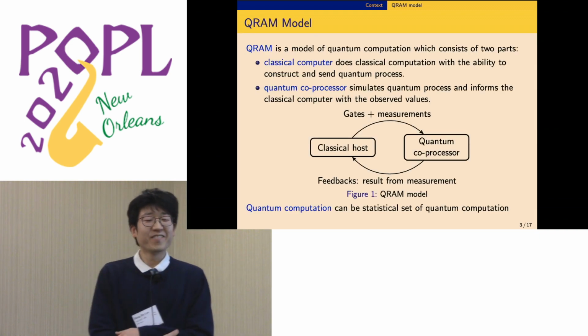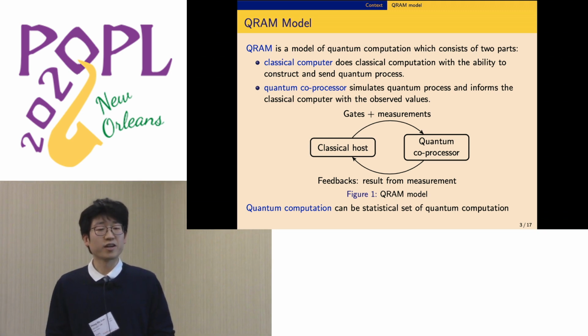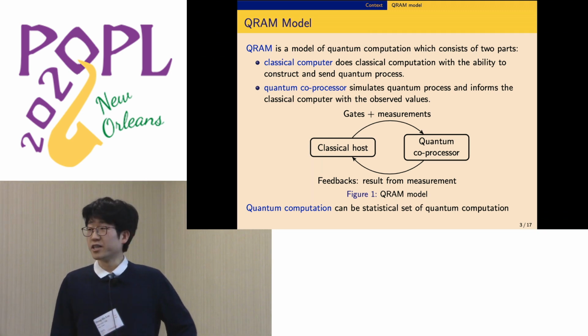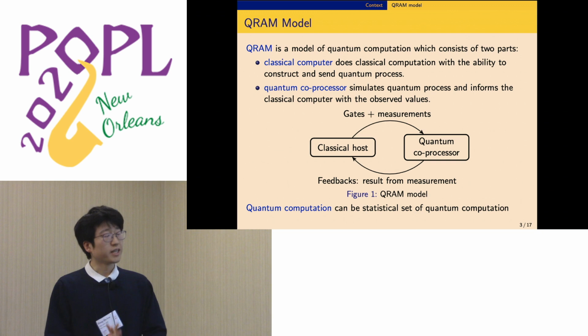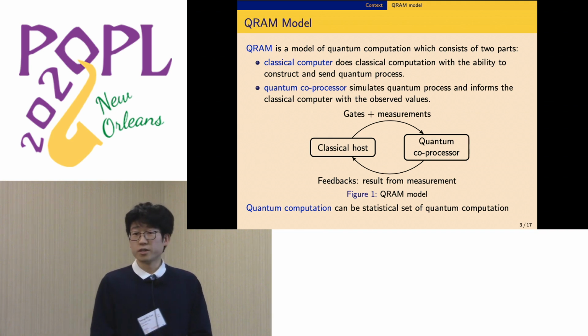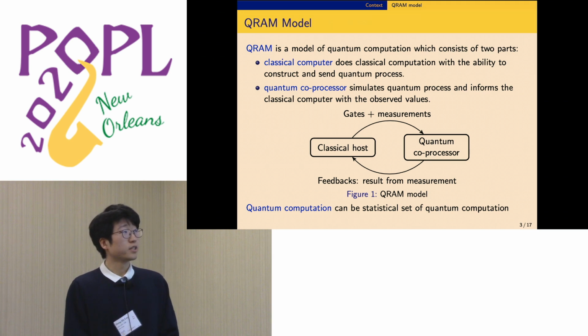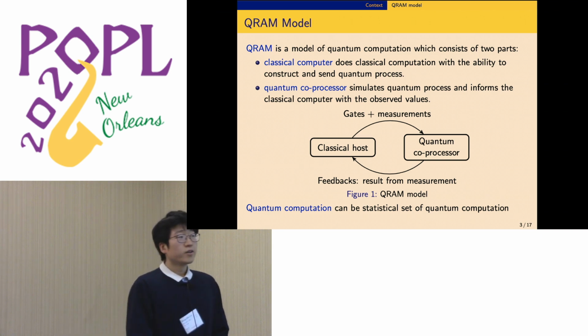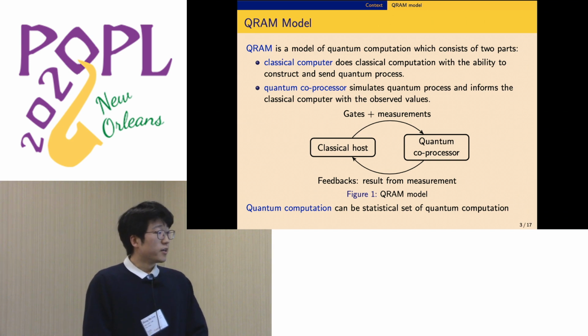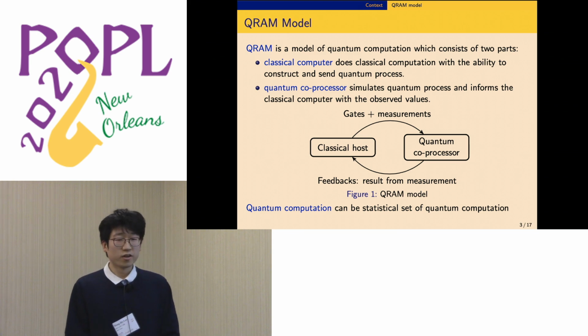First, the model of quantum computation we are based on is the QRAM model. It has two parties inside, one is a classical computer, which does classical computation and creates quantum circuits and transfers them to a quantum coprocessor. And the quantum coprocessor simulates a quantum process and returns the output of the measurement to the classical host. And one implication we want to consider is that the quantum computation can now be a statistical set of quantum computations.